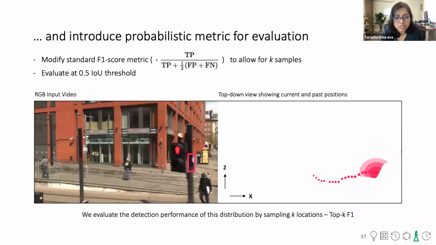So given this distribution, we sample k possible positions from this distribution at every time step for every person. And what this means is that when we match this distribution to the ground truth to find the true positives or the false positives, etc., we consider the sample that has the highest IOU with a given ground truth. So this gives us a top-k F1 metric for occluded people. And this is the main metric we use to evaluate the detection performance for fully occluded people.